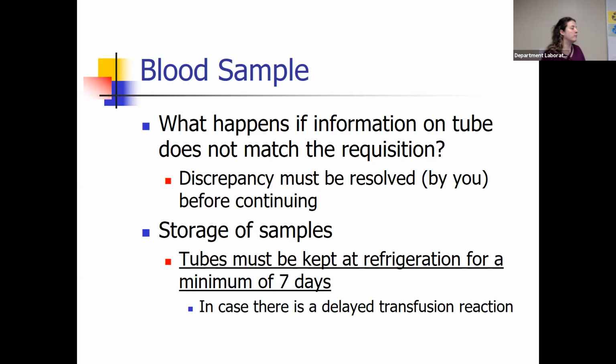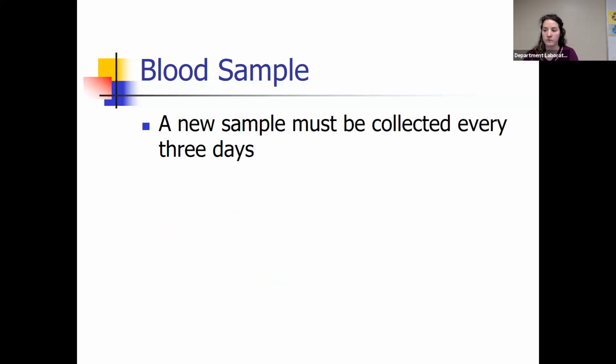Part of the daily function of BloodBank is usually at the end of the day, like at 11:59 p.m., the specimens from 7 days prior are discarded, okay? So we kind of rotate all the tubes. And then a new sample must be collected every 3 days. That's a really good test question, all right? Every 3 days.